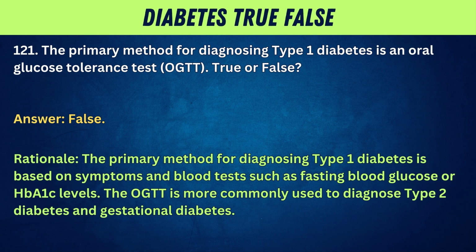121. The primary method for diagnosing type 1 diabetes is an oral glucose tolerance test, OGTT. True or false? Answer: false. Rationale: the primary method for diagnosing type 1 diabetes is based on symptoms and blood tests, such as fasting blood glucose or HbA1c levels. The OGTT is more commonly used to diagnose type 2 diabetes and gestational diabetes.